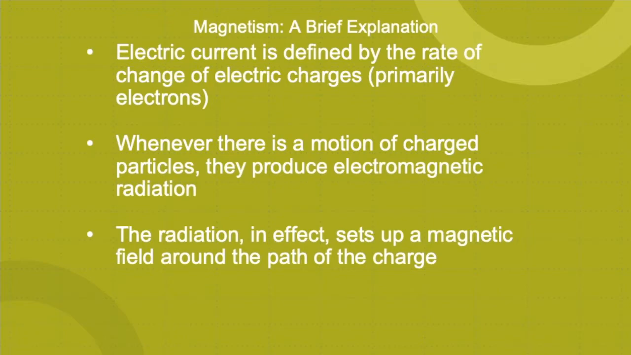Magnetism, a brief explanation. Electric current is defined by the rate of change of electric charges, primarily electrons. Whenever there is a motion of charged particles, they produce an electromagnetic radiation. The radiation, in effect, sets up a magnetic field around the path of the charge. This is typically done with an AC power source, since the path of the current can be variable.